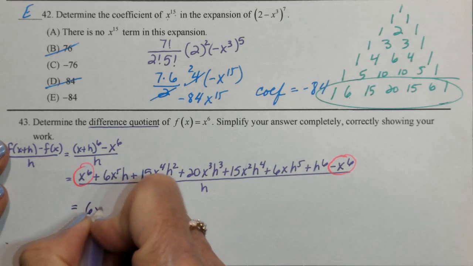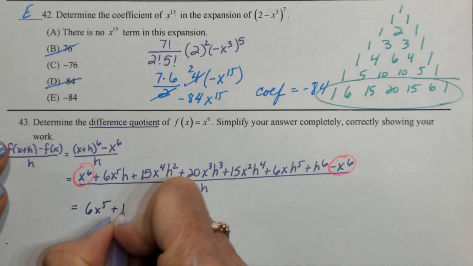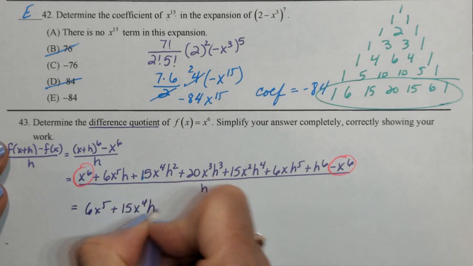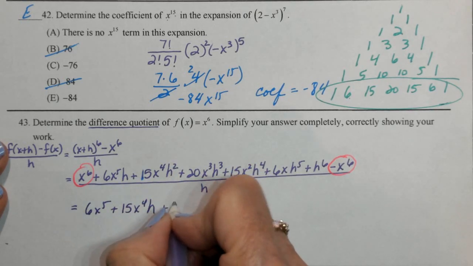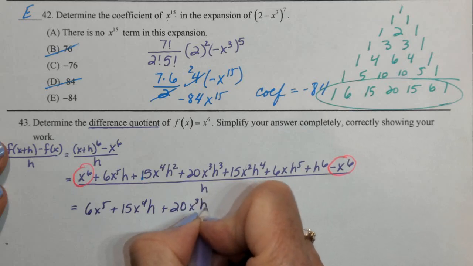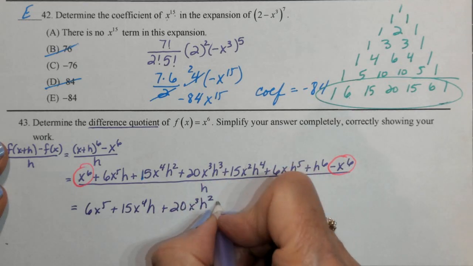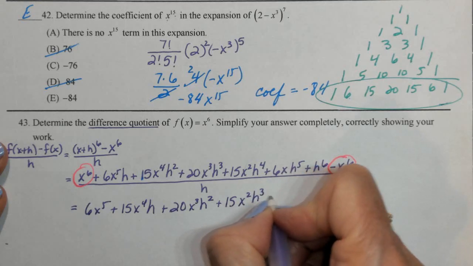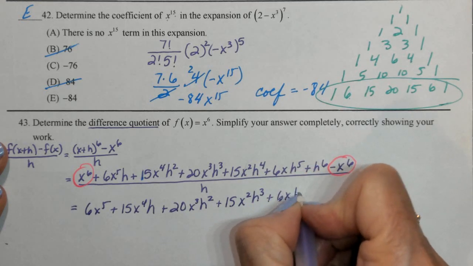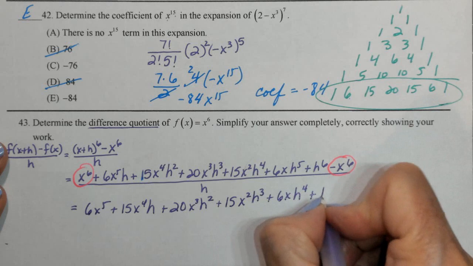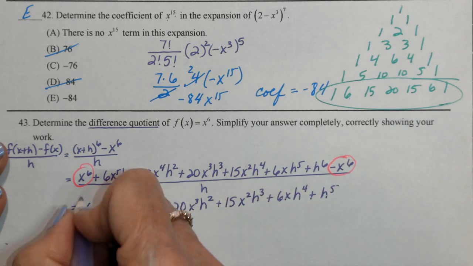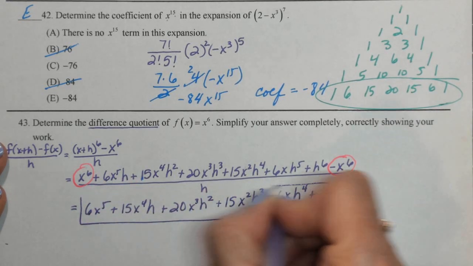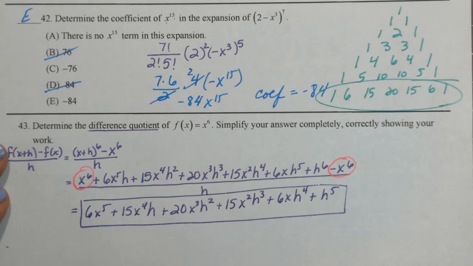So we'll have 6x to the 5th plus 15x to the 4th h to the 1st plus 20x cubed h squared. I'm taking one of those h's away. 15x squared h cubed, 6x h to the 4th, and lastly h to the 5th. This is the difference quotient. That's my answer.